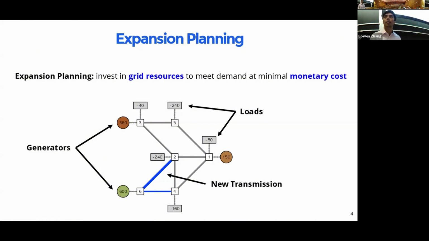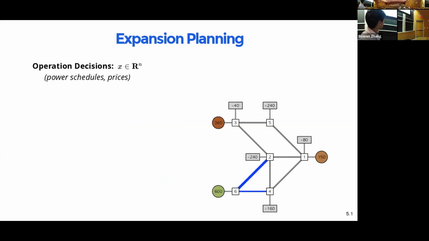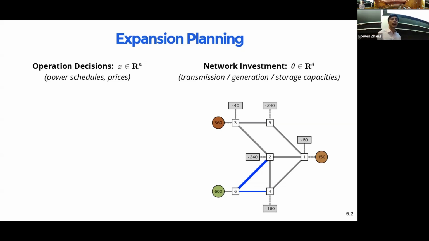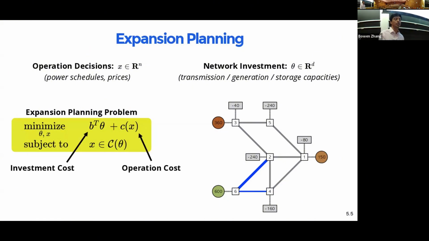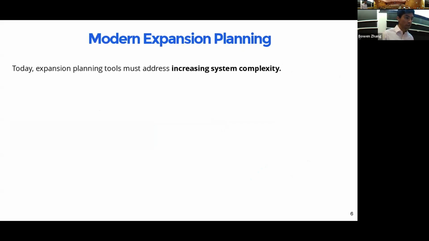And traditionally, this classical approach to expansion planning can be set up with two variables. So you have your operation decisions, X, and your network investment, theta. And then you put this together into some problem that you call your expansion planning problem with the investment costs, the operation costs, and lastly, a set that couples the investment variables and the operation variables through a set of constraints. Okay, so probably review for a lot of you.